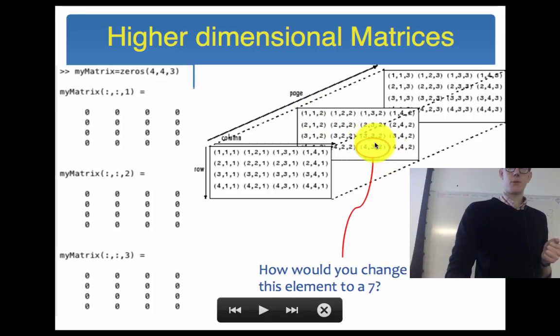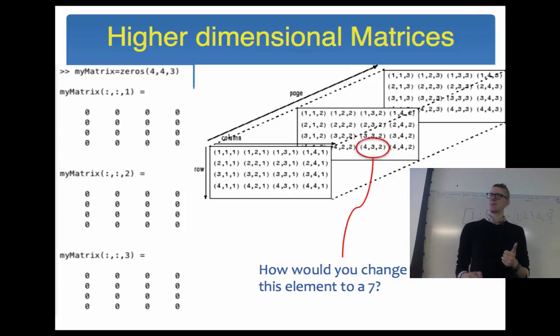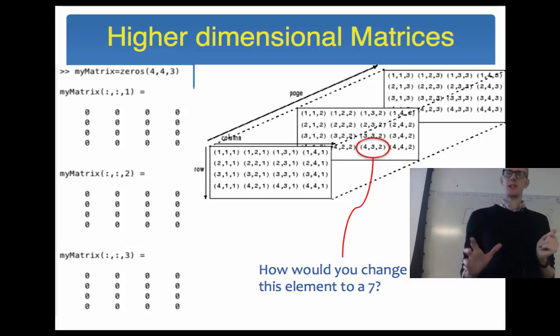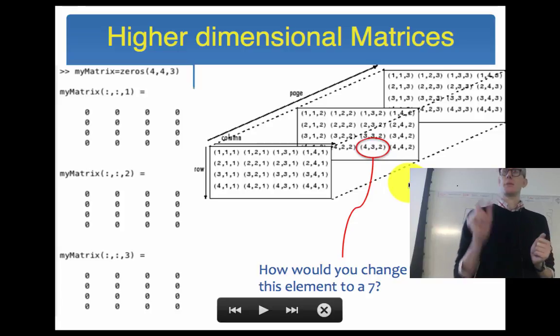So for example, if we wanted to update this value to a 7, right now it's a 0, let's try and make it a 7. What we would do is we would do my matrix, we would open a bracket, and then we would need to think of the index, and the index would be 4 down, 3 across, second page, so 4, 3, 2, and then we would set that equal to 7.